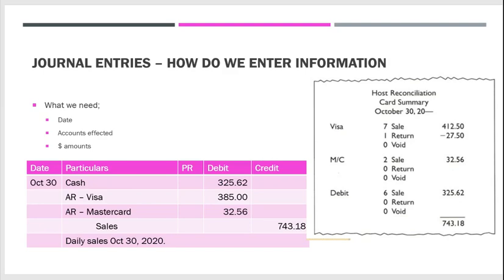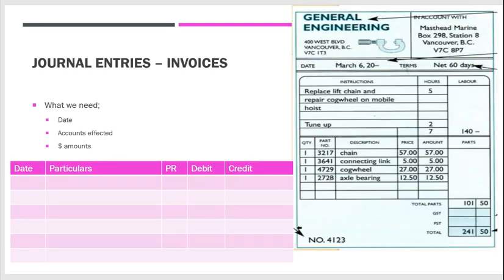The next example is an invoice. How do we take all this information and plug it in? We need the same three things: date, accounts affected, and the dollar amounts. Now, one particular thing to add in is notice the invoice number at the bottom of this. Sometimes you have to search for it. We need that number to record in the general journal. So just like before, we are going to put in the date. Now I am looking at this as if we are general engineering.